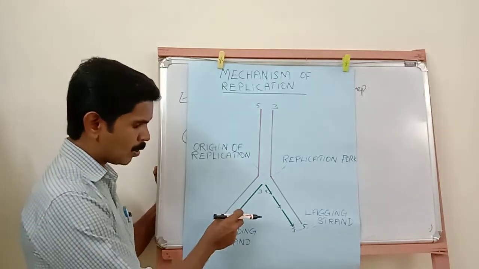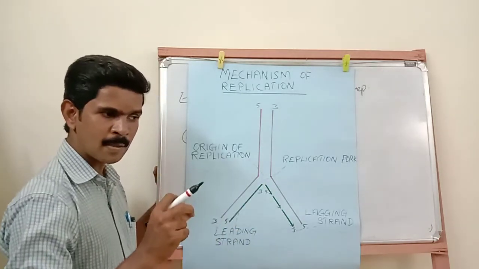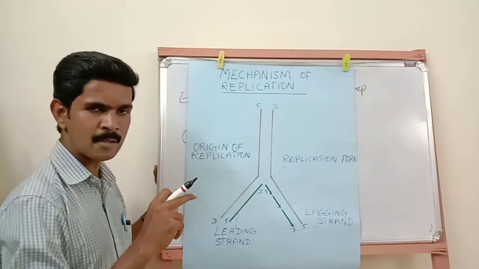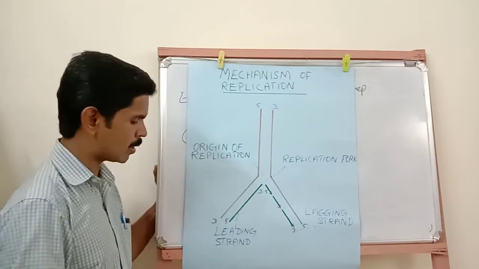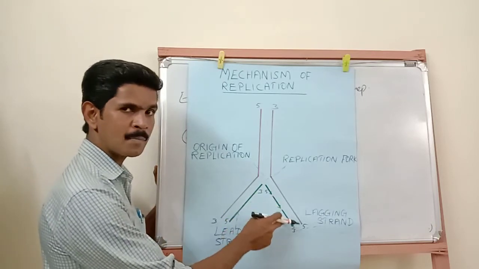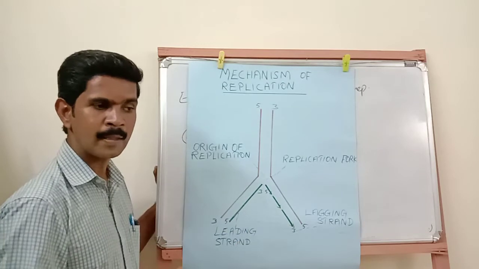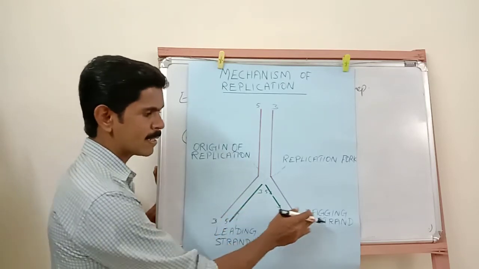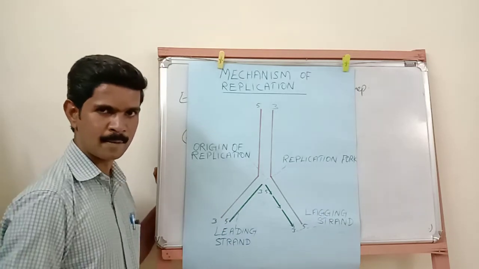In this strand, the replication process takes place continuously. So in one new strand the replication process is continuous, and that strand is called the leading strand. In the other strand the replication process is discontinuous, which means some gaps are present in that strand. So this strand is called the lagging strand.